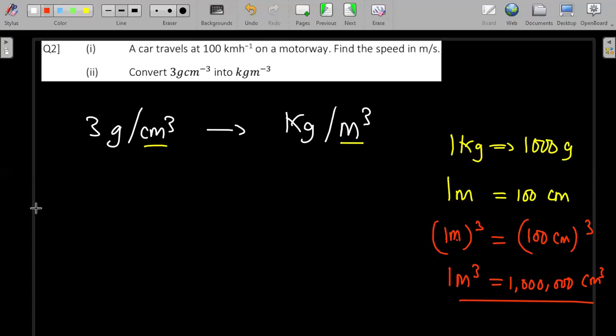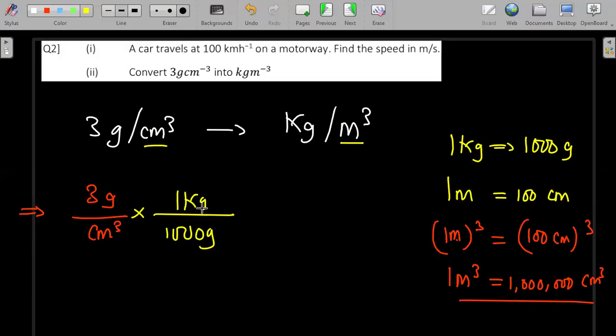Now I arrange them in a dimensional analysis form. This is 3 grams divided by cubic centimeters, multiplied by, because I want to cancel out the grams, 1,000 grams down, which is the same as 1 kilogram. Then multiplied by, because I want to cancel out these cubic centimeters, the 1 million on top here, which is the same as 1 cubic meter. Then I just cancel out the units that I can cancel: the gram and the gram go, and the cubic centimeters go.